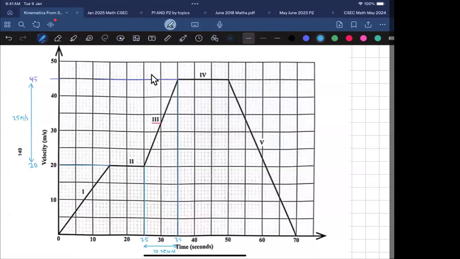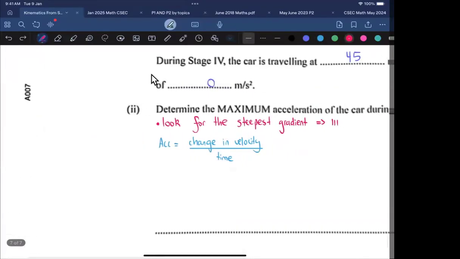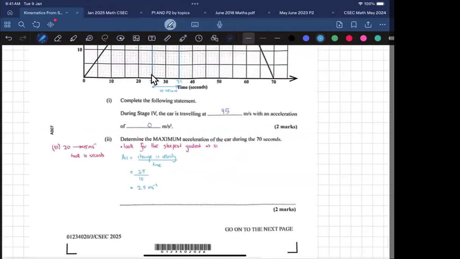So let me understand what's going on. For part three, you started off at a velocity of 20 and you accelerated to a velocity of 45, which you maintained. So it's 20 to 45 in how many seconds? In 10 seconds. Let's write that down here. For part 3, it was 20 to 45, and that took 10 seconds. So the change in velocity is 25 over 10, which is 2.5. And that's for part 3, right?